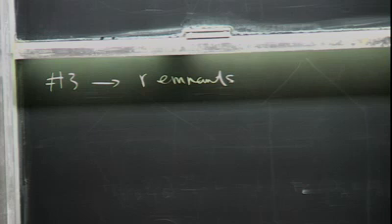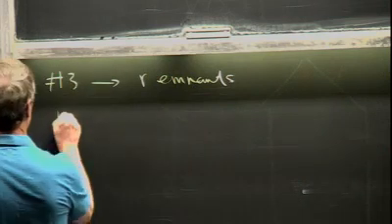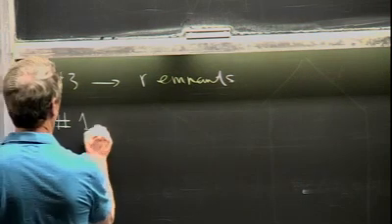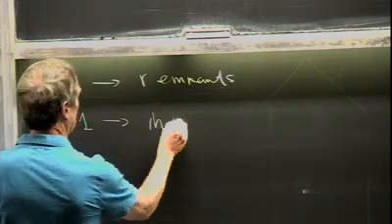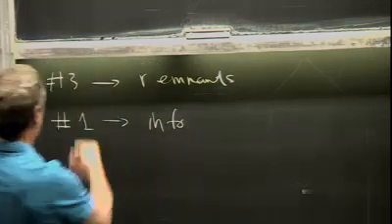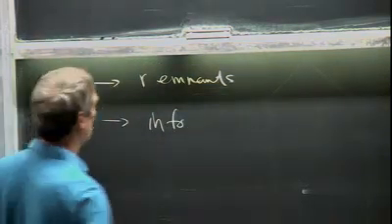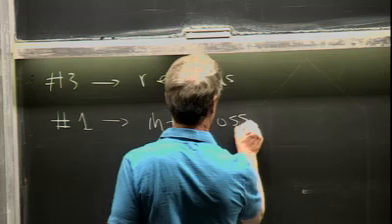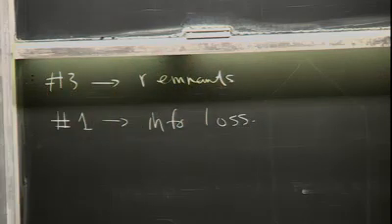Also, number one, information loss. Again, these are the reasons for disbelieving this. This is what we're giving up, number three or number one. If we give up number one, we get information loss. And again, there were these arguments that we went through before AdS/CFT about which is worse: remnants, information loss, or information not being lost.